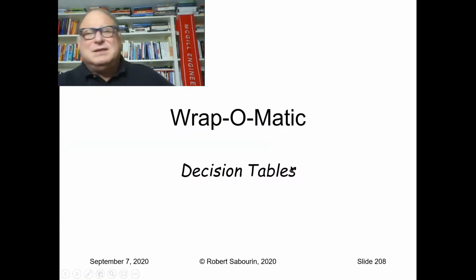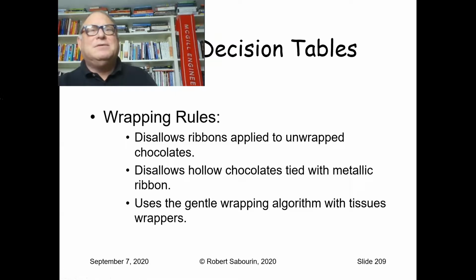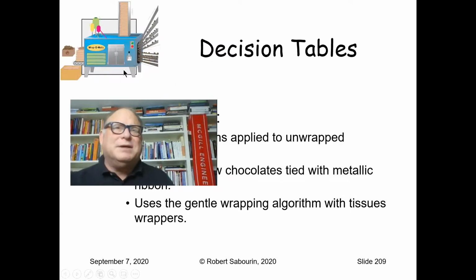There's one last decision table in the collection. This is from the chocolate wrapping device, the Wrap-O-Matic that I keep talking about, the fictitious chocolate wrapping device. If you remember, the Wrap-O-Matic had in it many conveyor belts. You see the little Wrap-O-Matic picture here. There are many conveyor belts, and each conveyor belt could have different types of chocolates. And we basically wrap the chocolates with paper, and then we put ribbons on the chocolate, and there are different types of ribbons and different types of paper.